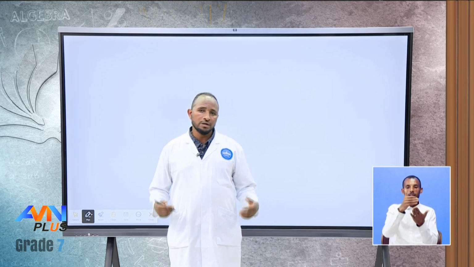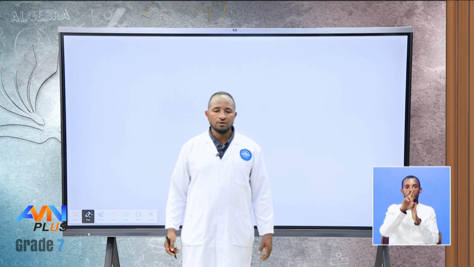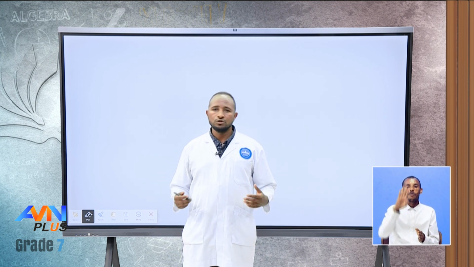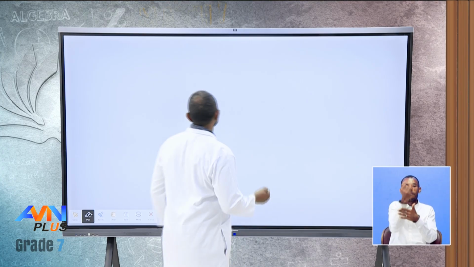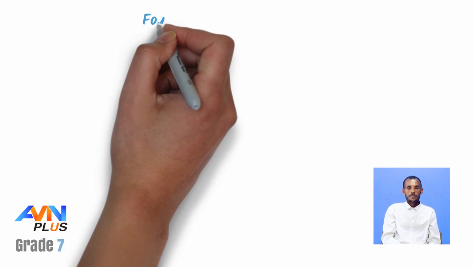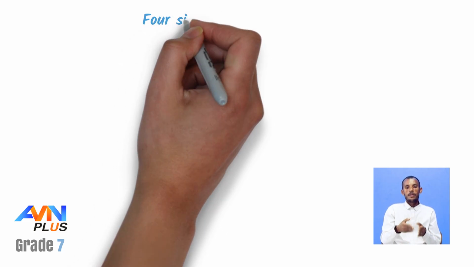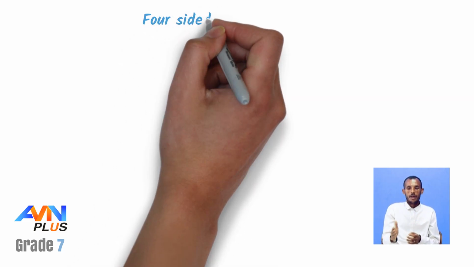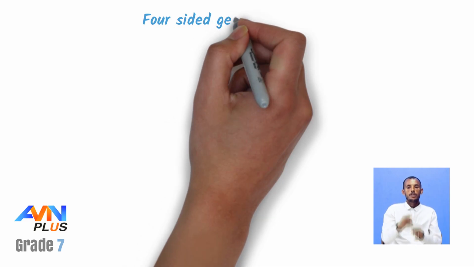Today's lesson topic is on Unit 5, four-sided geometric figures.